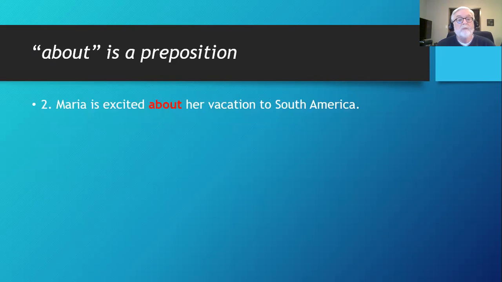Number 2, Maria is excited about her vacation to South America. About is followed by the noun phrase, her vacation. And because it's followed by a noun, the word about is going to be a preposition. About, around, with, through, and so on. All of these little words that show relationships are prepositions.